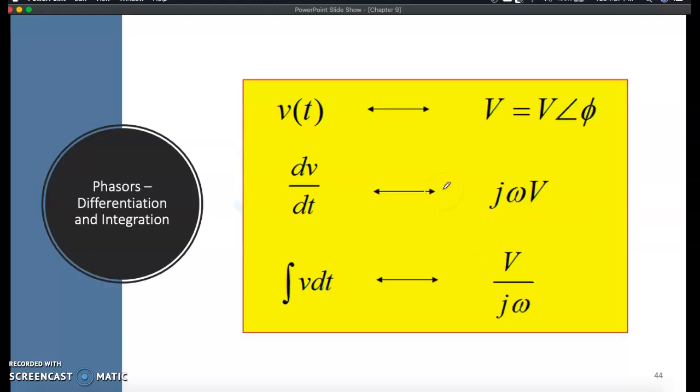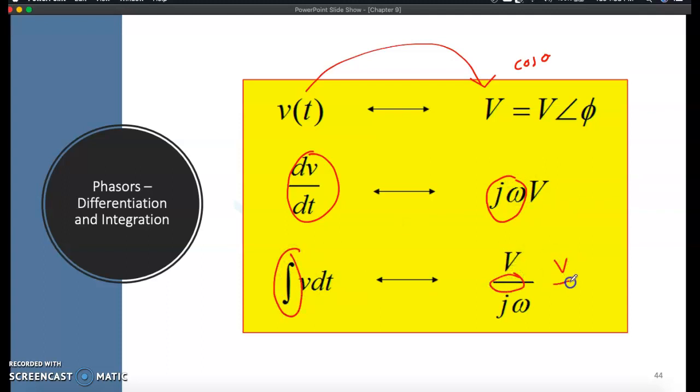Let's continue on the next part of the phasor, that is differentiation and integration. To convert from differentiation and integration to the phasor, if we have the time domain here, when you want to convert, it becomes V towards the angle, so it needs to be in the cosine form. When you have differentiation, you just need to multiply by the complex number, jωV. But if we have integration, it needs to be division, that is V over jω.